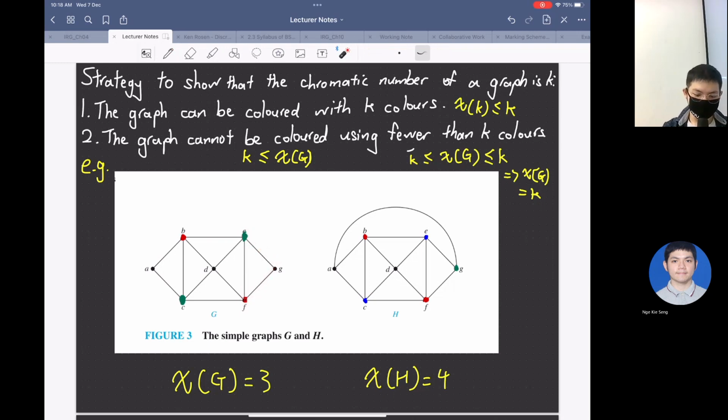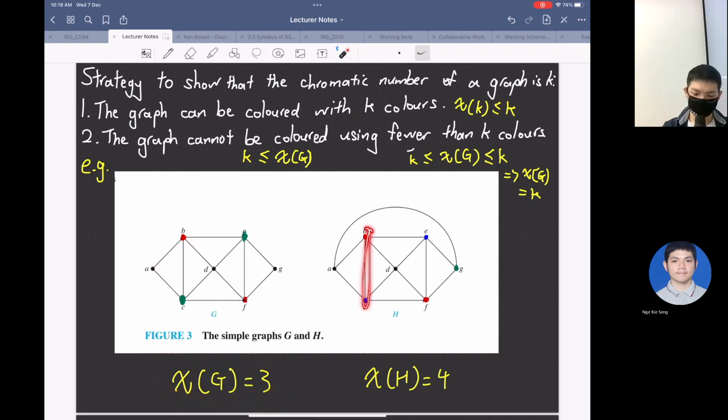So that means we can use three numbers to color our graph. But if we remove one of the colors, we cannot make sure that adjacent vertices have different colors. So the chromatic number is 3. Can you get it?